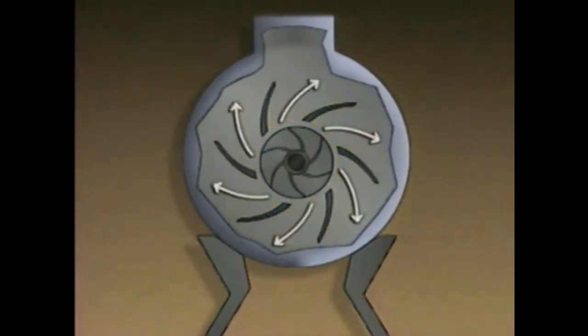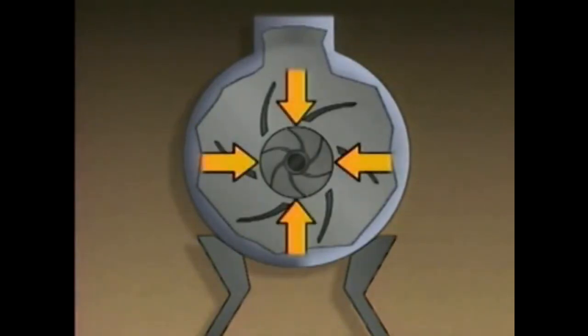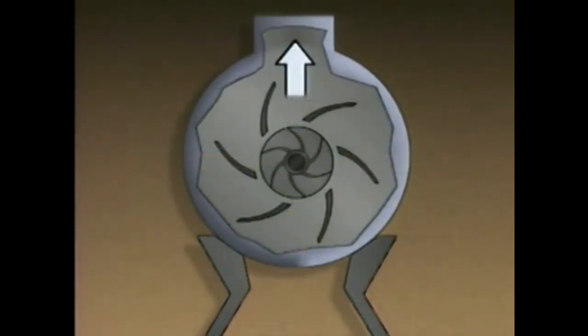So as the gas leaves the impeller and flows between the diffuser vanes, the gas slows down and its velocity is converted into pressure. The series of small volutes helps minimize radial thrust by equalizing the pressure around the impeller. The pressurized gas is then directed into the discharge line.